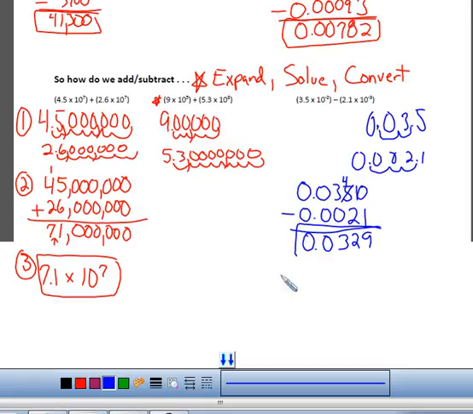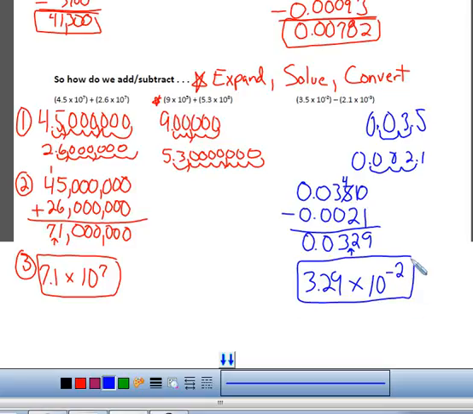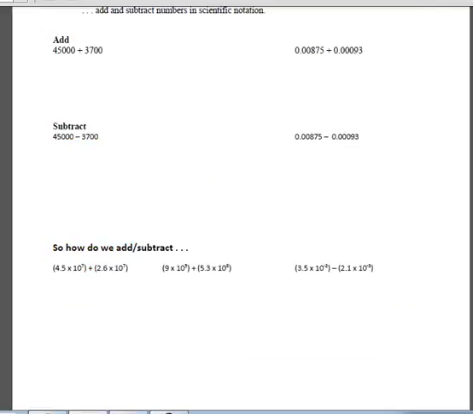You got to convert it to scientific notation. I want the decimal here. So it's 3.29 times 10 to the negative, because it's a really small number, 1, 2, negative 2. Alright? Alright, we're going to do one more example over on page 16 of a word problem.